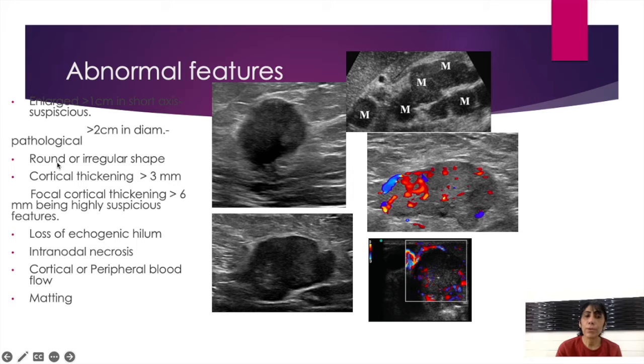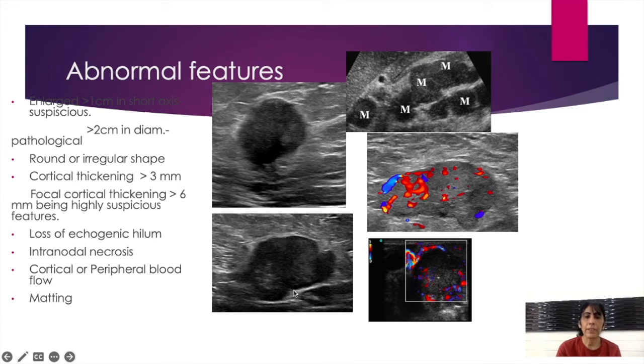Shape is usually oval. If you see a rounded lymph node like this, definitely abnormal. This is abnormal. You can see the diameter of the longer axis and the shorter axis are almost similar, right? So it is almost rounded in shape. Rather than using the word axis, we may use the word diameter now in these cases because both are the same. Then cortical thickening more than 3 millimeter, absence of hilum. Most important thing we are seeing here is no hilum is seen here, no hilum is seen here, the hilum is absent.